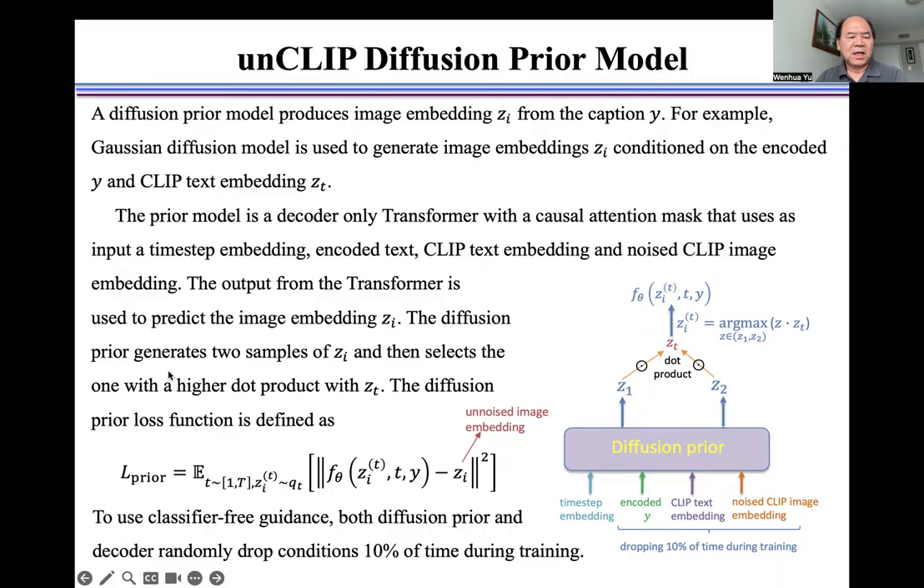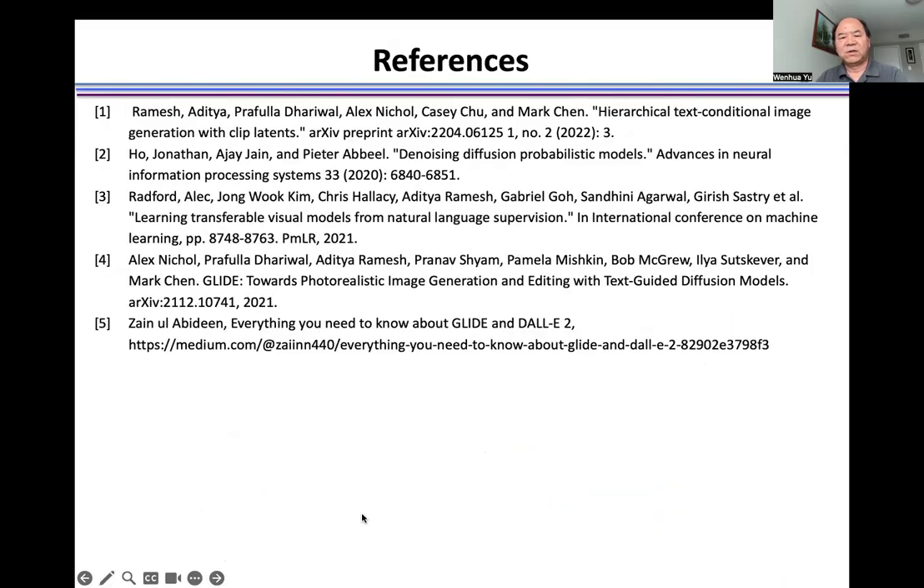The diffusion prior generates two samples of Zi, for example, Z1 and Z2, and then selects the one with a higher dot product with Zt as shown here. The diffusion prior loss function is defined here, where Zi is a noised image embedding. To use classifier-free guidance, both the diffusion prior and the decoder randomly drop conditions 10% of the time during training. For more details, please check these references. Thank you. Bye.